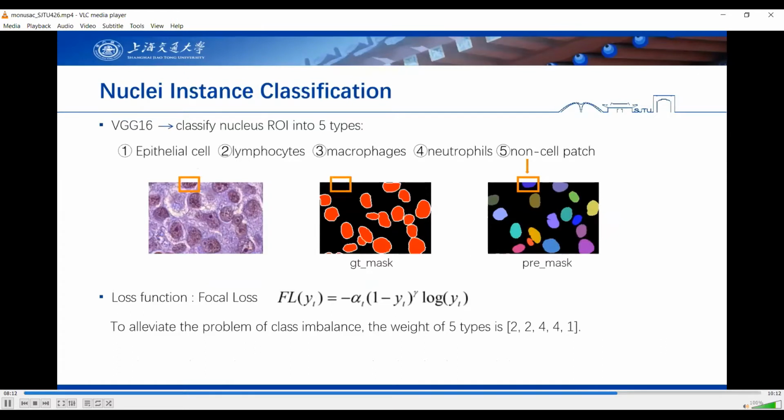For nuclear classification, VGG16 is used to classify nuclear ROI into 4 types of cell and non-cell patch. The non-cell patches are considered as false positives. For example, the ROI containing incomplete cell needs to be removed. Then we use focal loss during optimization to focus training on a sparse set of hard examples. Considering the class imbalance, the weight of 5 type is 2, 2, 4, 4, 1.